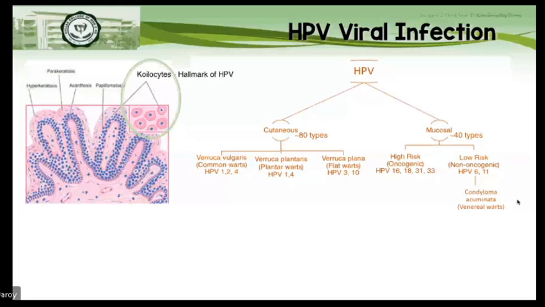Subtypes 16 and 18 are high risk with highly oncogenic potential. Subtypes 6 and 11 also have oncogenic potential but of the low risk. These types are the ones that cause your condyloma acuminata.